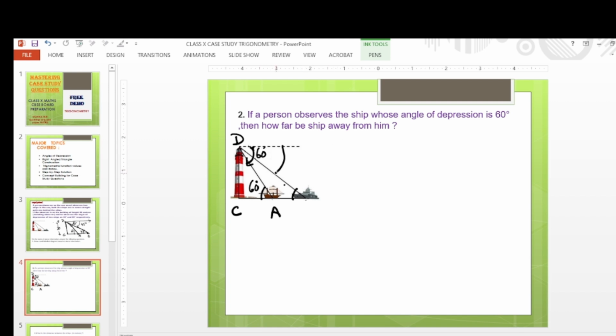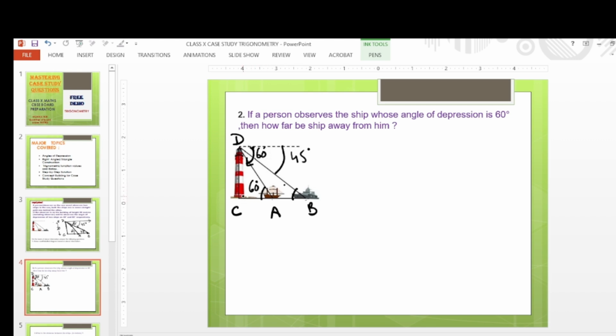And this angle, when he's looking at B, is 45 degree. All right. So this is what our figure was. Now they are asking, if a person is here, he is observing the ship whose angle of depression is 60 degree. Whose angle of depression is 60 degree? This angle of depression is 60 degree, and this is when he is looking at ship A. So we'll consider the triangle DCA.